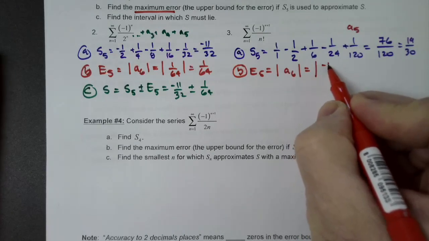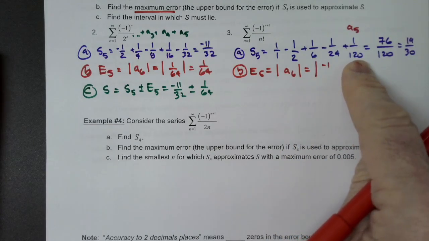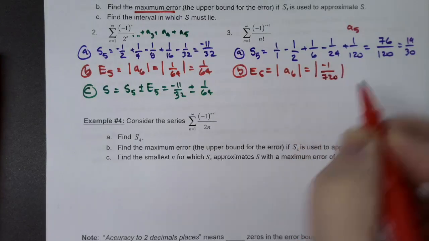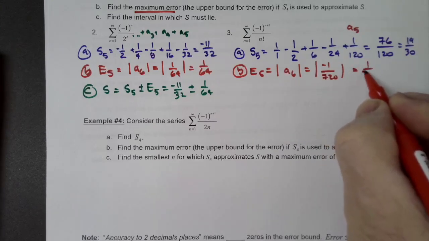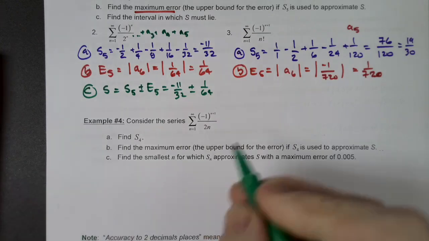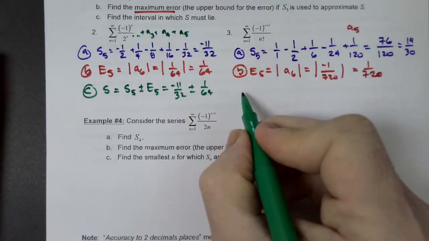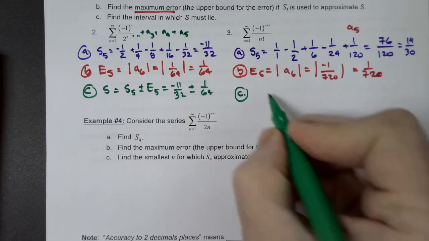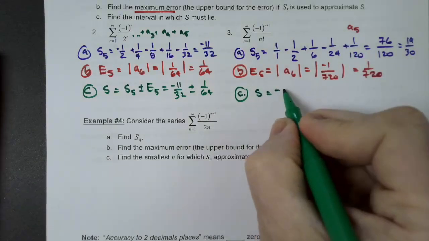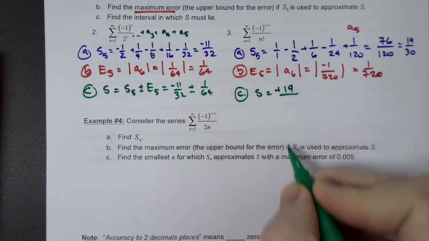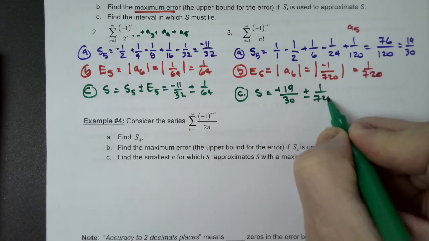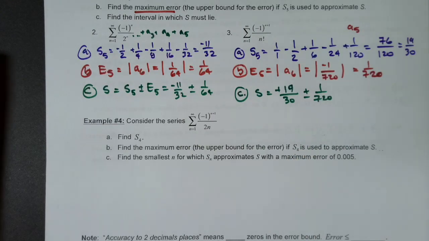So the next one's going to be a negative, and it'll be 6 factorial. 6 factorial will be 120 times 6, or 720. Absolute value of that is 1 over 720. Which means that the actual value of this one must be between this fifth partial sum, oops, that was a positive, 19/30ths, plus or minus this 1/720th.